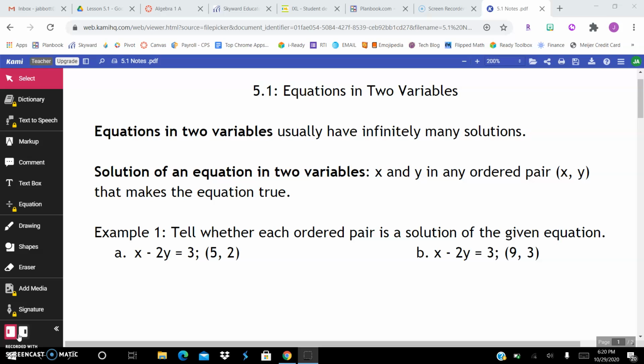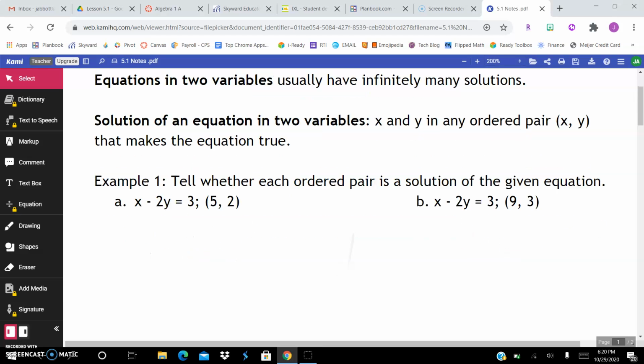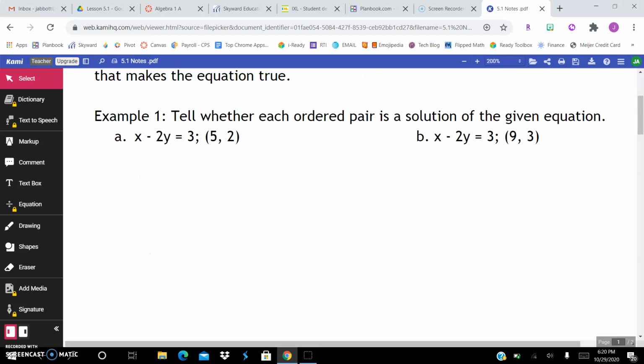So I could actually graph these, and they are going to be straight lines on a graph, and any point on that line is a solution. And a line goes on forever in both directions, so that's why there's infinitely many solutions. So for example 1, you're going to be given an equation and an ordered pair, and you have to tell whether the ordered pair is a solution to the given equation. So in other words, is this ordered pair, this point, on the line of this graph?